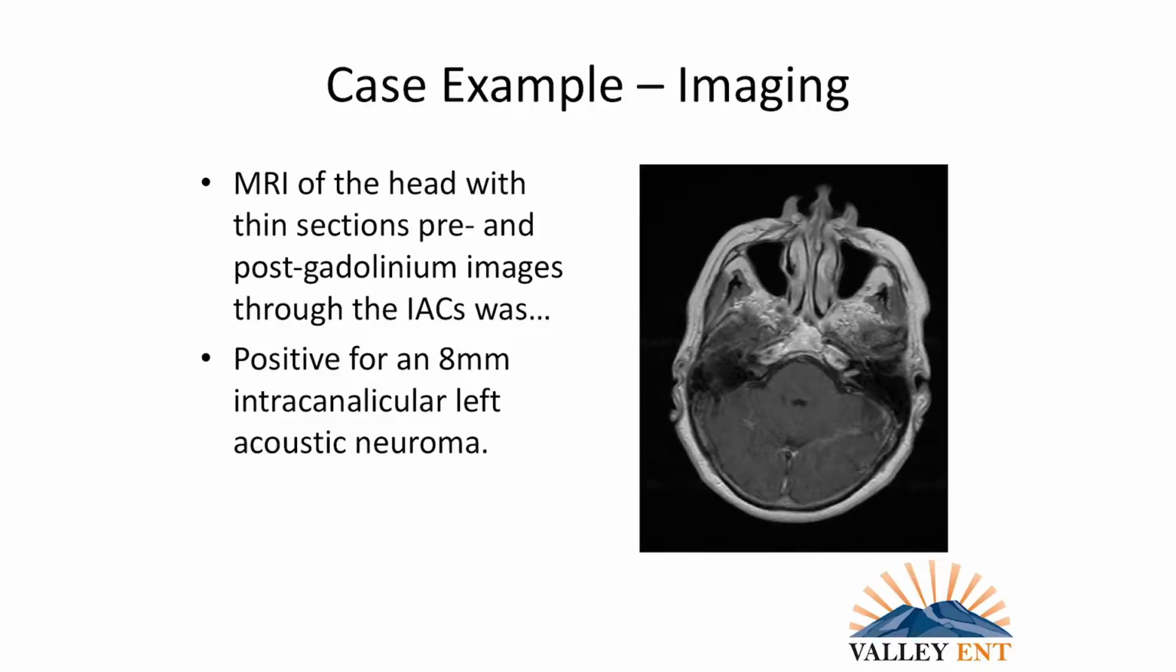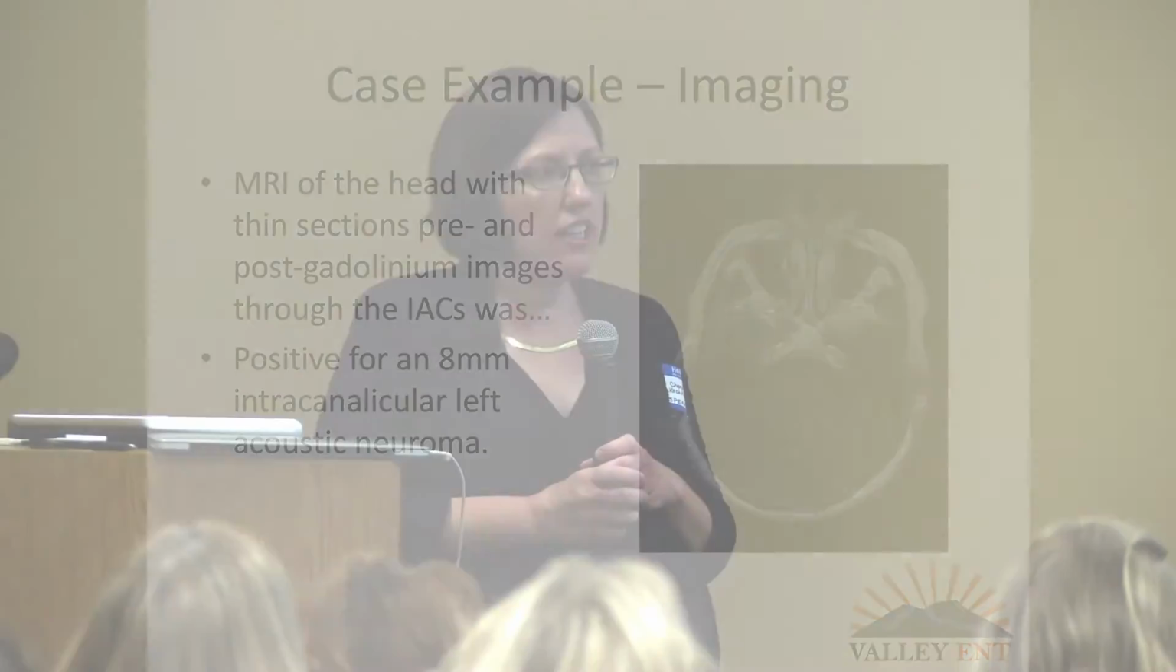What she ended up having was an 8 millimeter intracanalicular, meaning in the internal auditory canal, acoustic neuroma. I brought her back in, we went over these results, and I think it explains both the vestibular weakness that she's having as well as the hearing loss. With this condition, and she's 78, we talked about options. We talked about observation with serial MRIs to monitor for growth, radiation, and surgery.